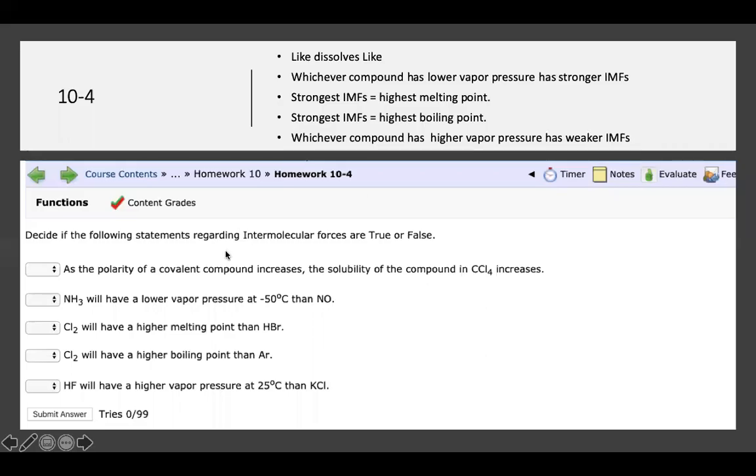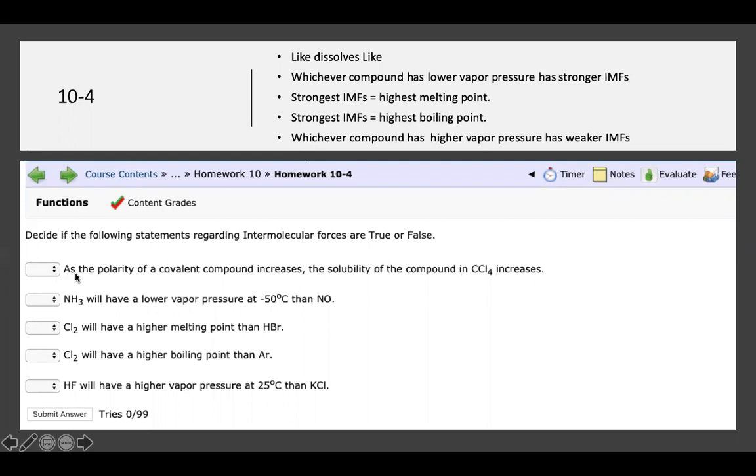Hey everybody, we have question 10.4 here in this video. So we have some true-false statements regarding intermolecular forces that we need to go through and make statements regarding their validity. So we've got these 5 statements, and then we have some important information up here. So each of the bullets corresponds to one of our statements.